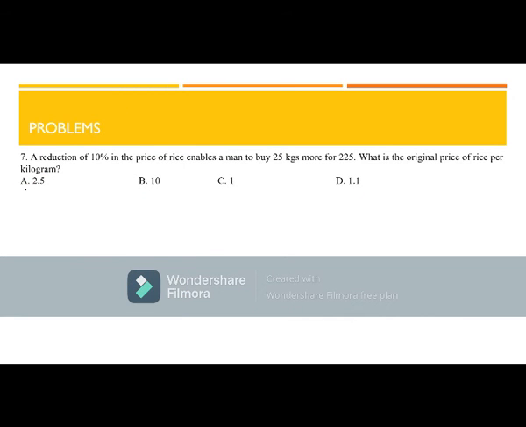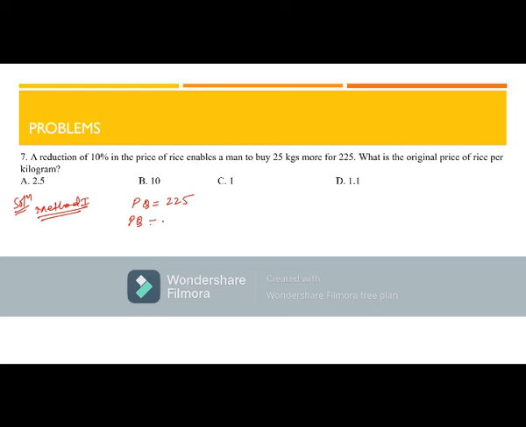Now again, we have the same type of problem like question number 5. A reduction of 10% in the price of rice enables a man to buy 25 kg more for 225. So again, we can solve in two different methods. Method 1. So price into quantity is given as 225.